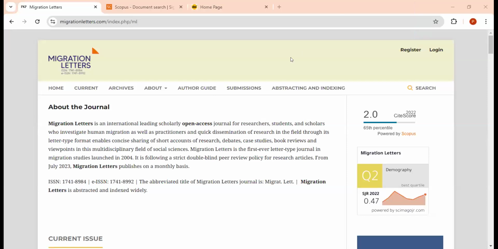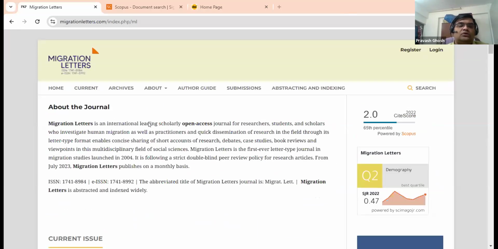Yes. This is a journal called Migration Letters. This is a totally predatory journal. Predatory. This is not a clone. Now, how do we understand this? See what they are writing.